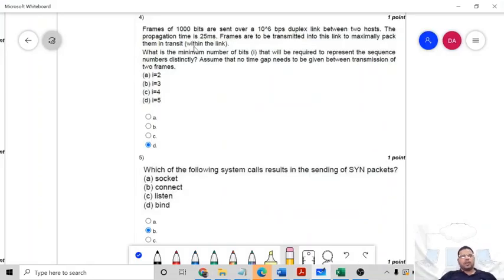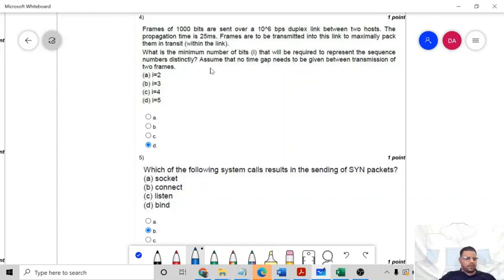Next, frames of 1000 bits are sent over a 10 to the power 6 bps duplex link between two hosts. The propagation time is 25 milliseconds. Frames are to be transmitted into the link to maximally pack them in transit. Now, what is the minimum number of bits that will be required to represent the sequence numbers distinctly? Assume that no time gap needs to be given between transmission of two frames.